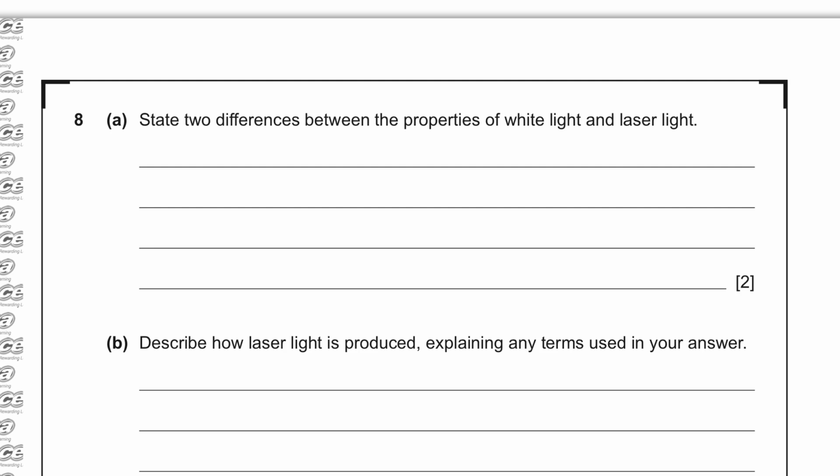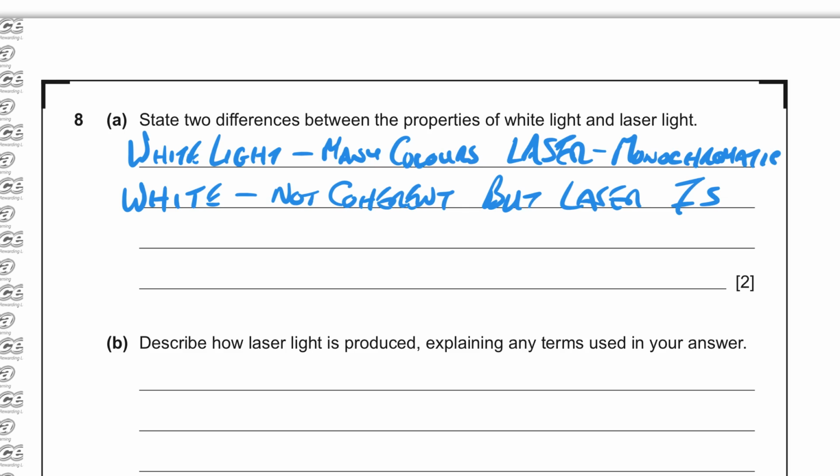Laser is also what we would call a coherent source, so everything's in phase, whereas white light doesn't have to be. It can't really be because it's got a mixture of wavelengths. Part B, describe how laser light is produced, explaining any of the terms you use in your answer. So we obviously have a big long description here of what's happening with electrons in the active material in the laser.